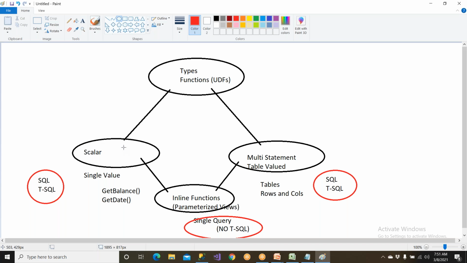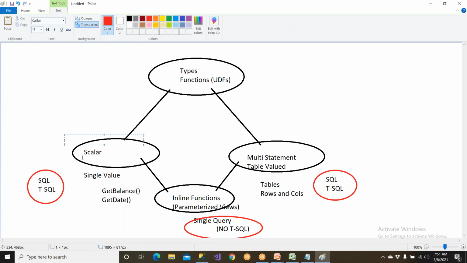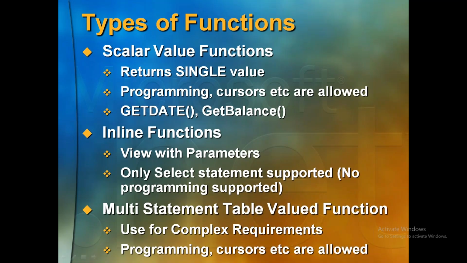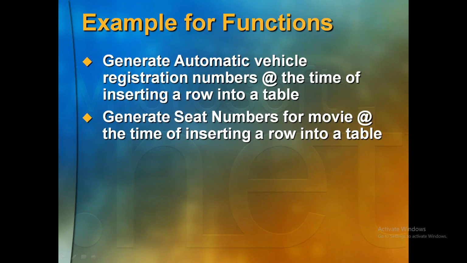So this is what you need to understand. In total, there are three functions. One is called scalar, the second one is called multi-statement table valued, and the third one is called inline functions. Clear? How to create a function, if you wanted to know.